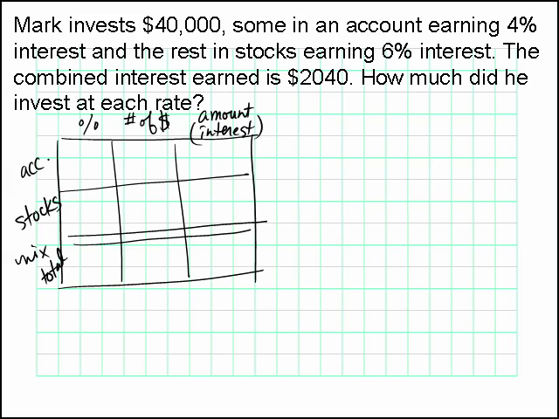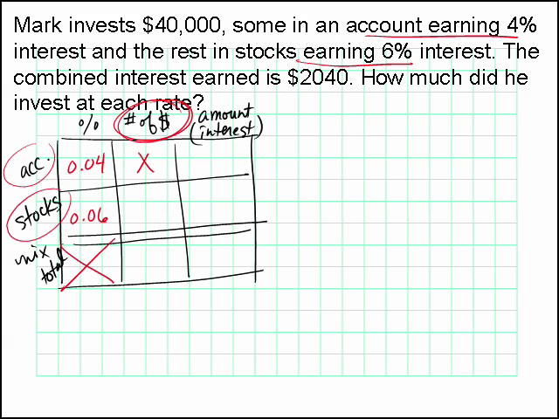Now we're going to fill in the chart. Our account earns 4%. So as a decimal, that would be 0.04. Our stocks earn 6%, 0.06. And percentage of the mixture total, this box does not apply to this problem, so we're going to cross that out. How much did he invest at each rate? So number of dollars invested in the account is our X. We're looking for that. Number of dollars invested in stocks, that is our other variable Y. The two things which we are looking for.